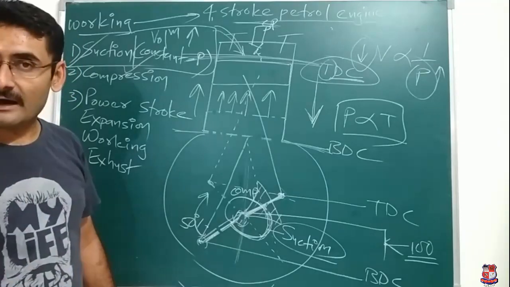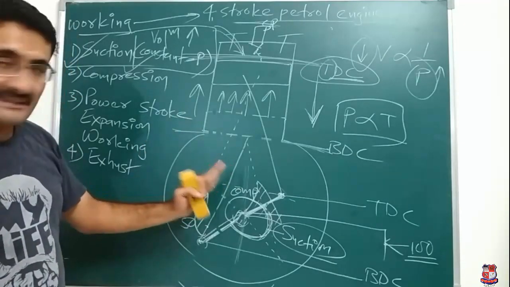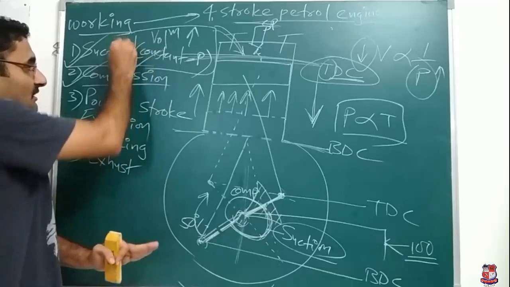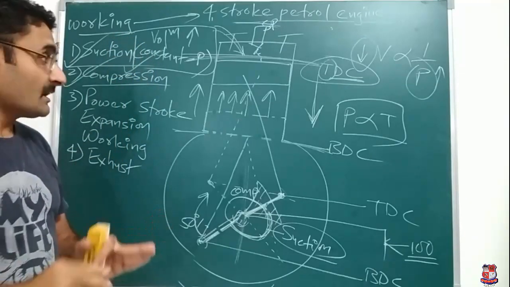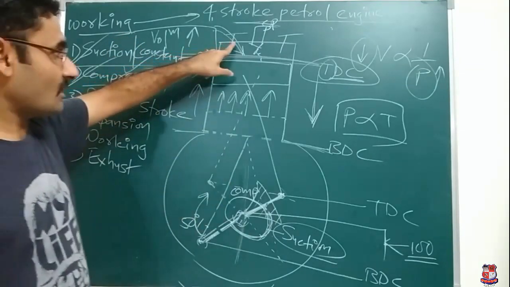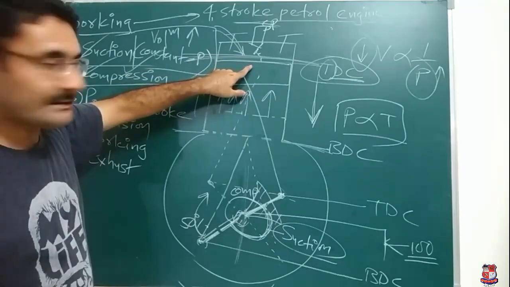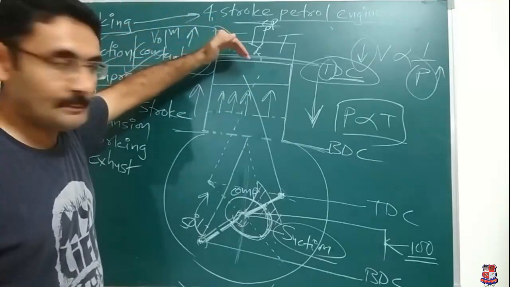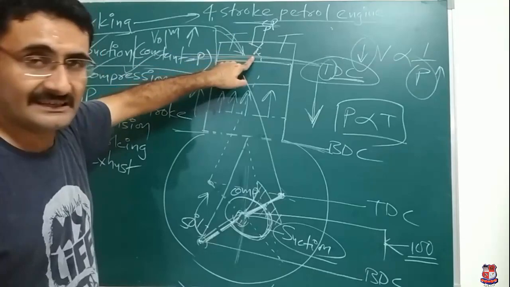Two rotations will be required. One rotation is done: suction and compression, two strokes are done. How have we started? First of all, when the piston is at TDC, the inlet valve is open, and the pure air and fuel mixture enters inside of this cylinder.